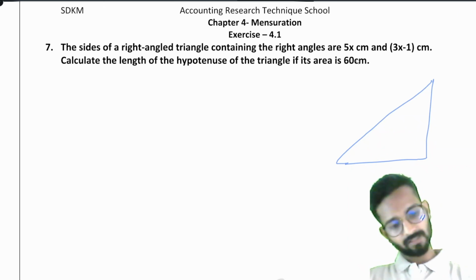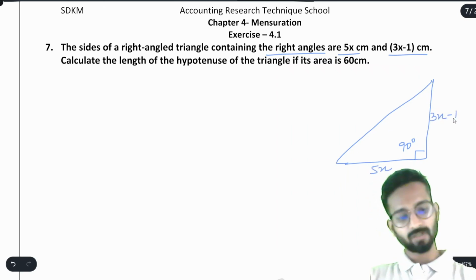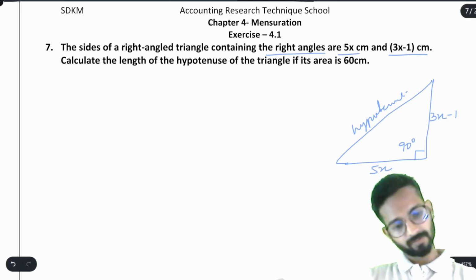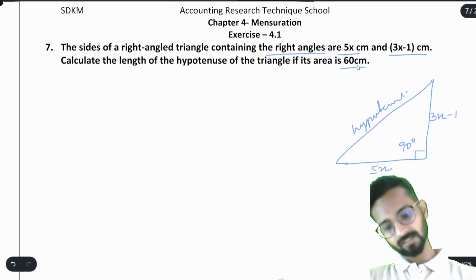Right angles are 5x. It means here will be the 90 degree. They are saying the sides containing the right angle are 5x and 3x minus 1. This is my hypotenuse. So we can directly say that one more data that is given is: calculate the length if its area is 60 centimeter.